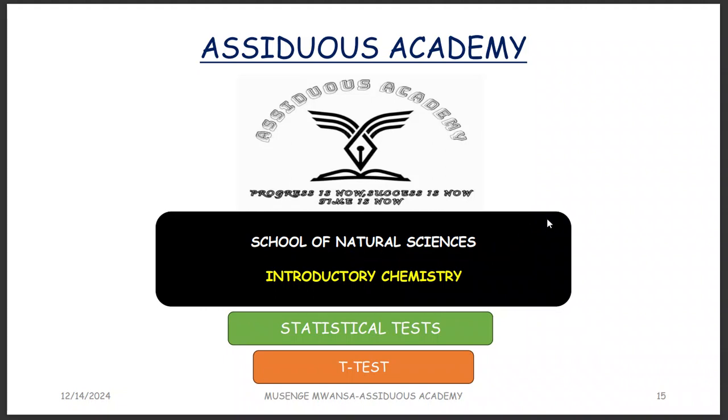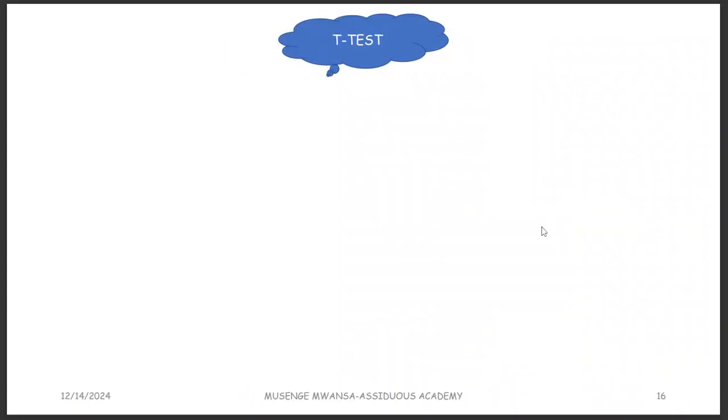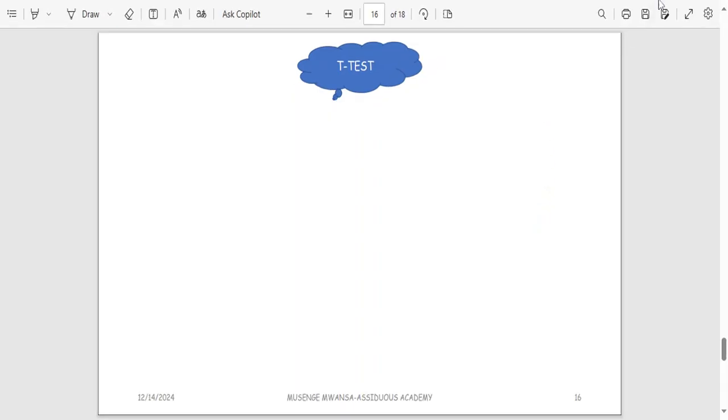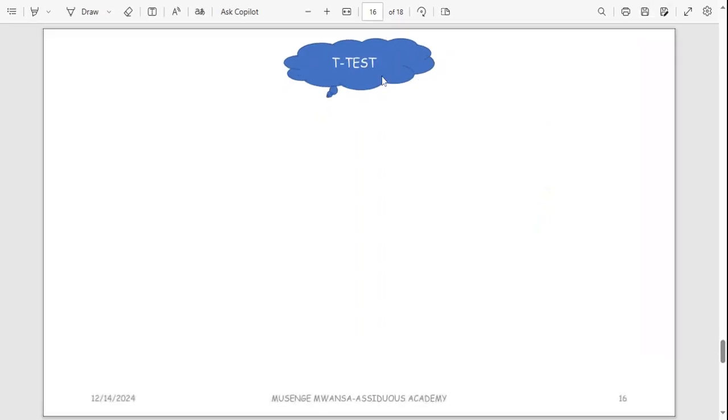So in this class, we'll talk about another statistical test, which is the t-test. So what is a t-test and why do we even perform it anyway in statistics? A t-test is used to determine the confidence limit or interval.